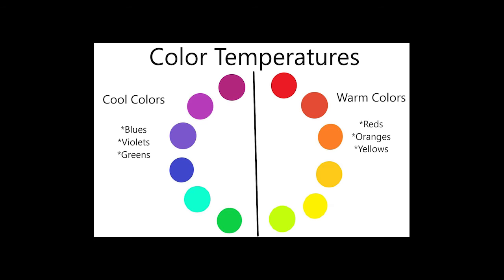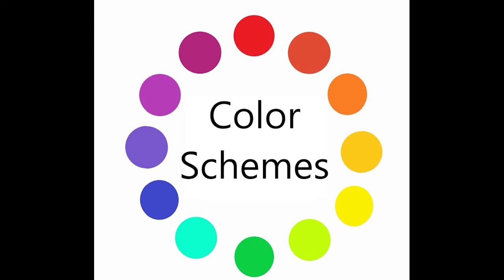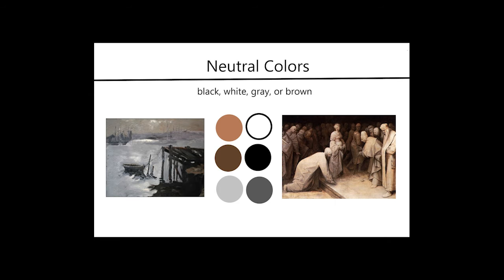When artists talk about a color's temperature, they're talking about whether they're cool or warm colors. Cool colors are blues, violets, and greens, associated with peacefulness, sometimes sadness, or warm colors of reds, oranges, and yellows that are often associated with happiness, excitement, or even anger. Artists also use blues or cool colors in the background to make the warm colors stand out and create a focal point.